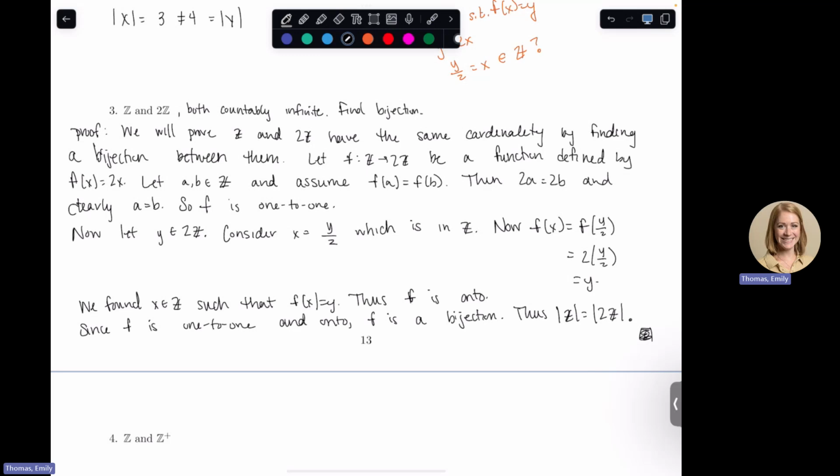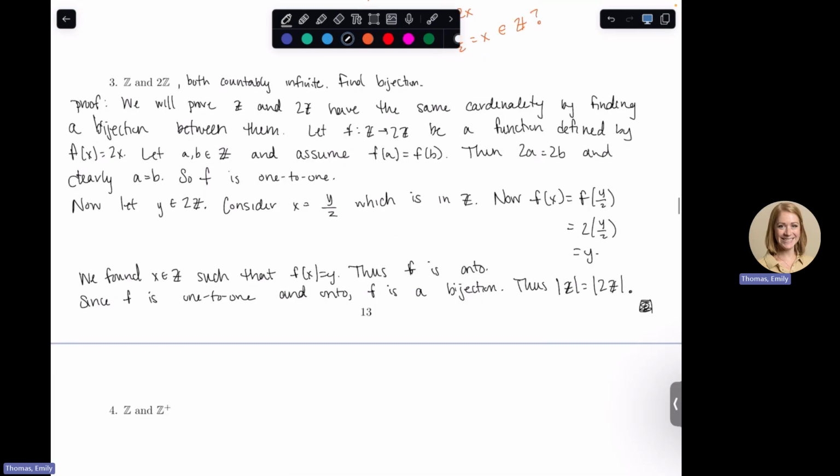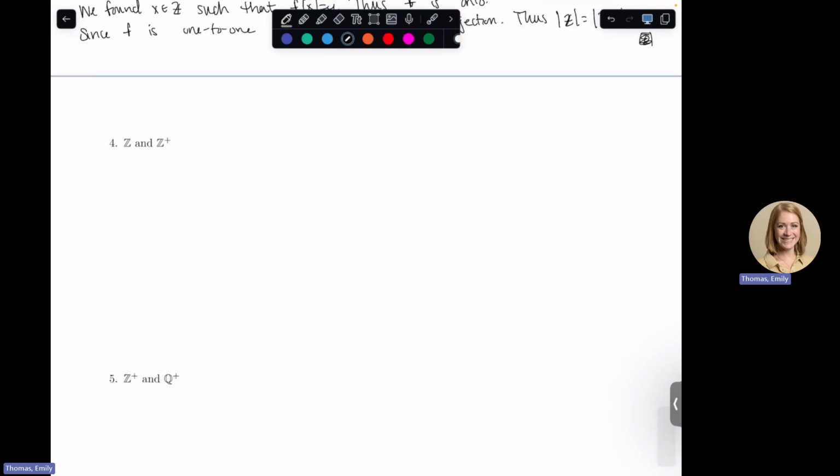What do you think about that? Kind of cool, right? I'm not going to do all of the proof for Z and Z plus, but this is also kind of weird because you would think it's half the size, right? If the integers have some cardinality, then the positive integers would have half that cardinality, but no. They're both countably infinite, which is wild.